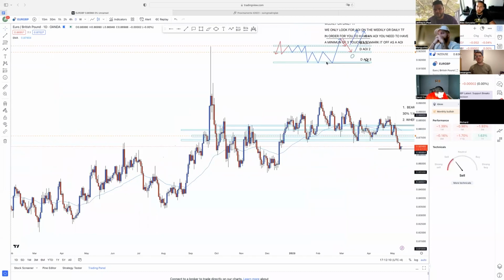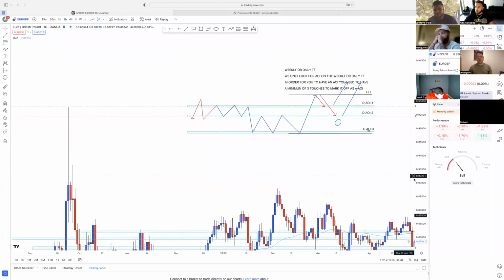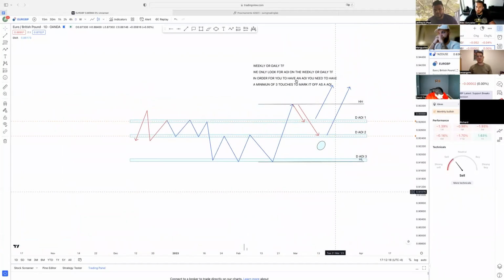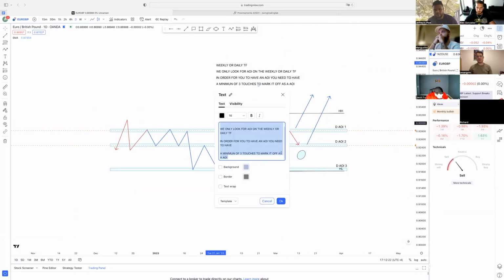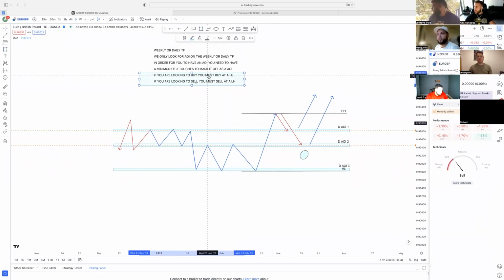Perfect, right? All right. So we're going to have a quick recap. If you're looking for possible higher lows, of course, I guess I have to write this down: if you are looking to buy, you must buy at a higher low. This is very simple, and probably so overlooked. If you're looking to buy, you must buy at a higher low. If you're looking to sell, you sell at a lower high.